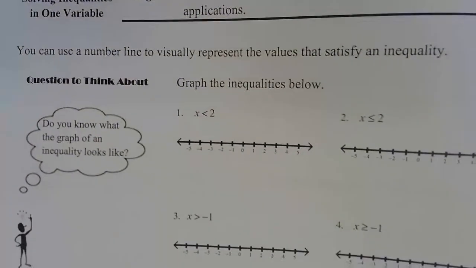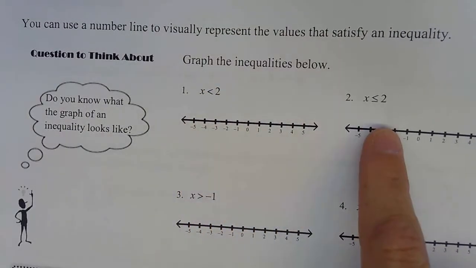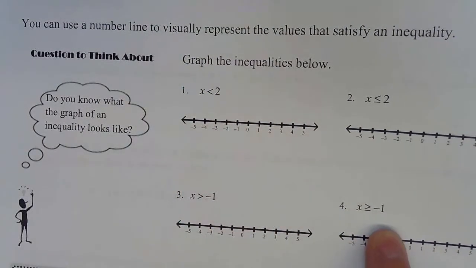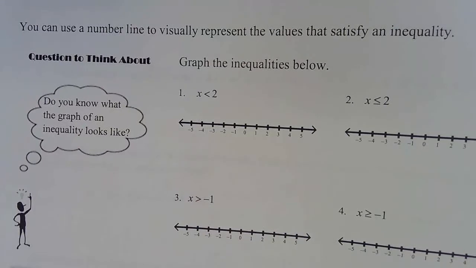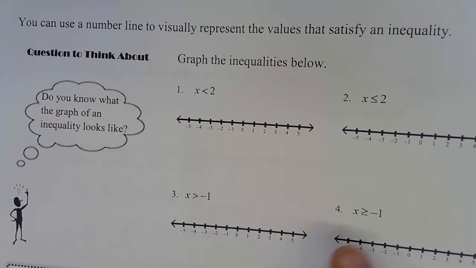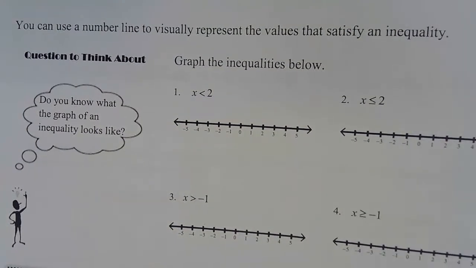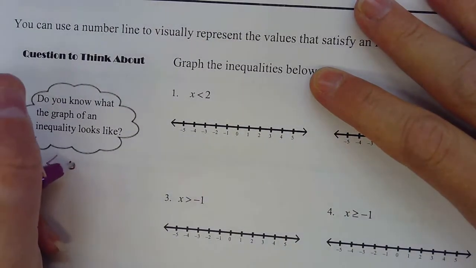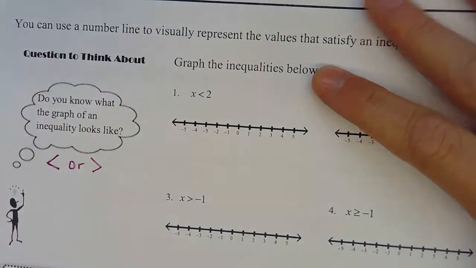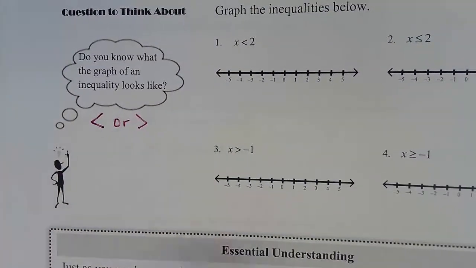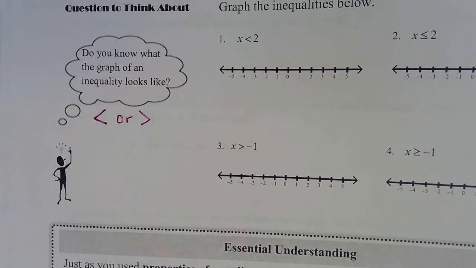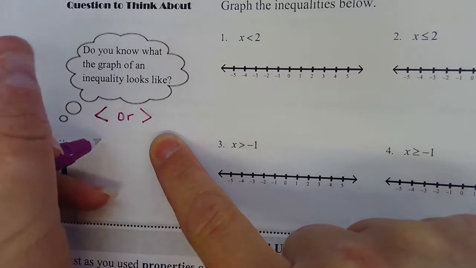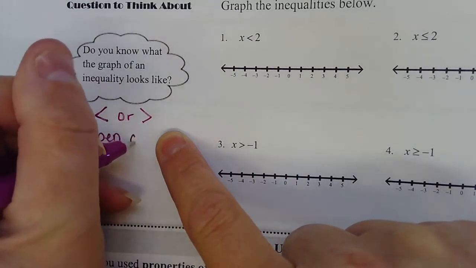So to graph these, as you can see, we've got less than or equal to, greater than or equal to. So there are different inequalities that you're going to have to graph, and what you always start with is looking at the actual inequality. If you have a less than sign or a greater than sign, notice there's no equal to underneath it. If you have just the less than or just the greater than, you use an open circle.